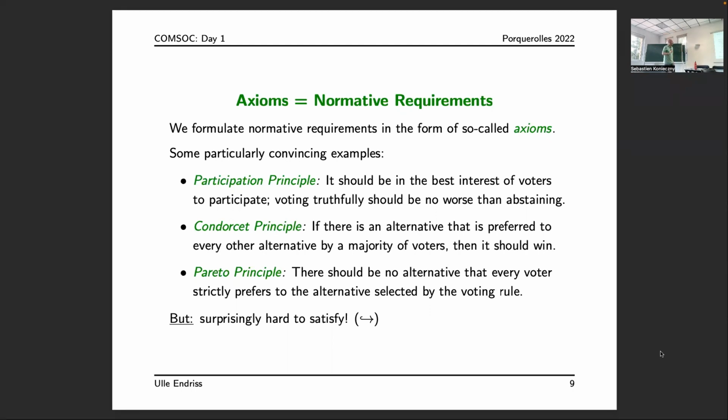So these are very, very basic properties that we hope will be satisfied by our voting rules. And what I will show you on the next 3 slides is that no, it's not so easy. They are violated. Some of them are violated by quite natural choices of rules. Okay.